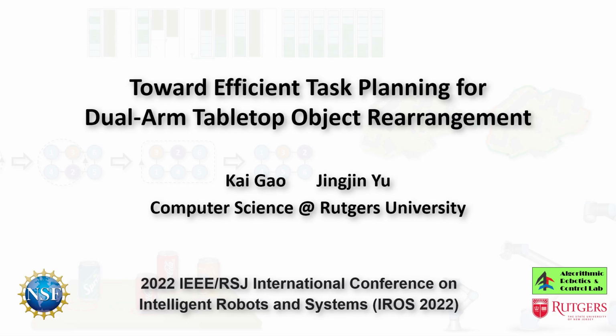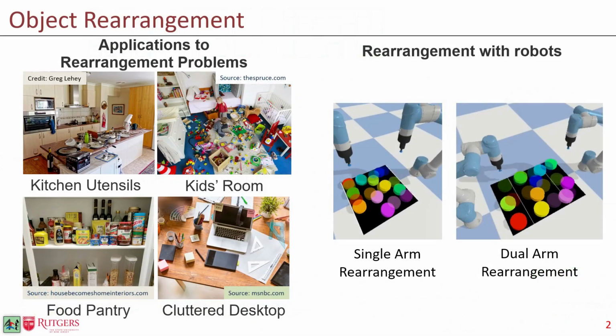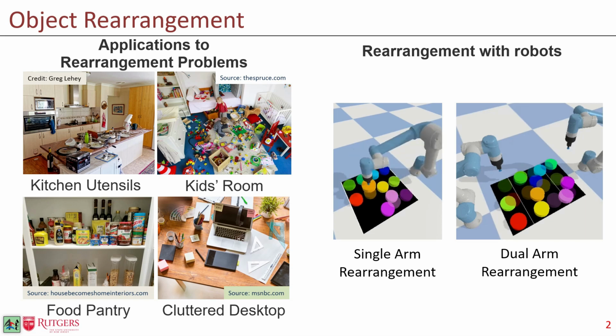In this paper, we investigate the dual-arm task planning problem in the scenario of tabletop rearrangements. Object rearrangement is a basic task in our daily lives. It will be beneficial but challenging to use robot arms to clean up our kitchens, kids' rooms, food pantries, or office desktops. In rearrangement problems, the robot arm moves objects from start positions to specific goal positions.